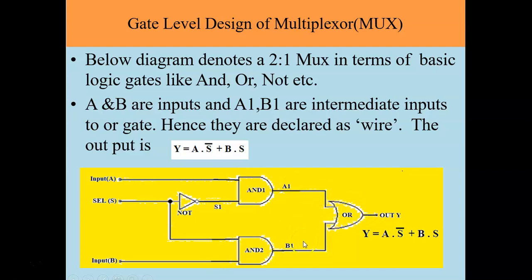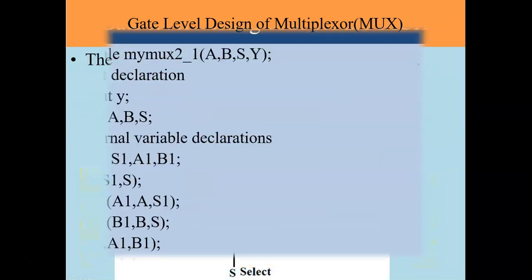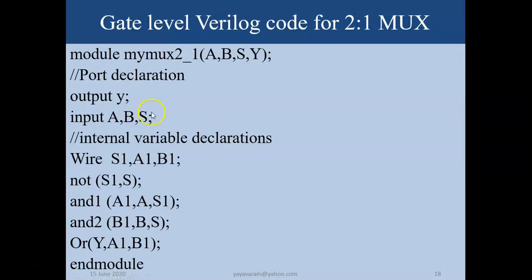What are the inputs? A1 and B1. It's very, very simple. Let us see the Verilog code for this. As usual, the first step is to declare the module. For the name of the module, I have chosen mux Y1. A and B here are the inputs. S is also an input, the select line. Y is the output.